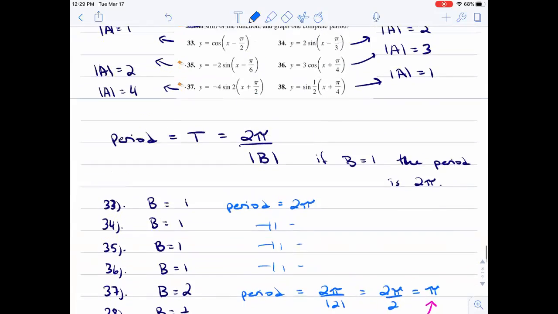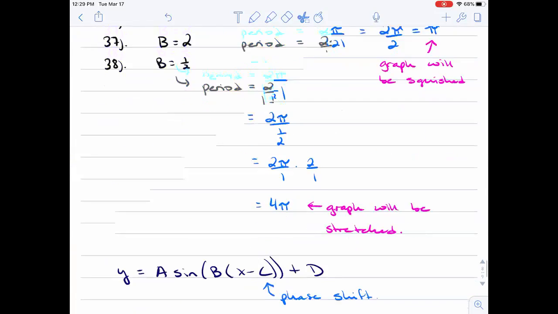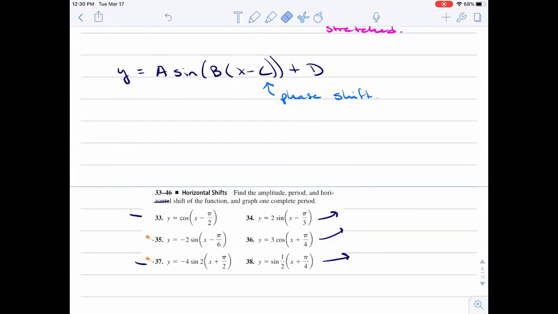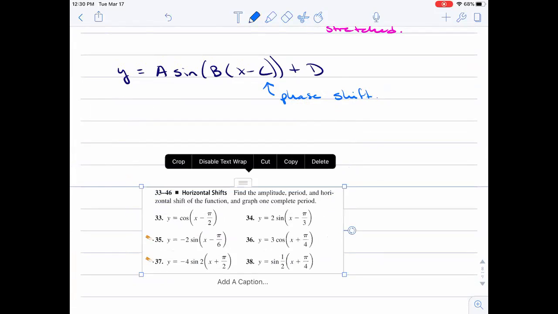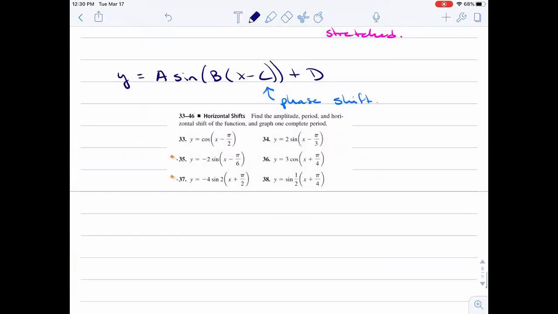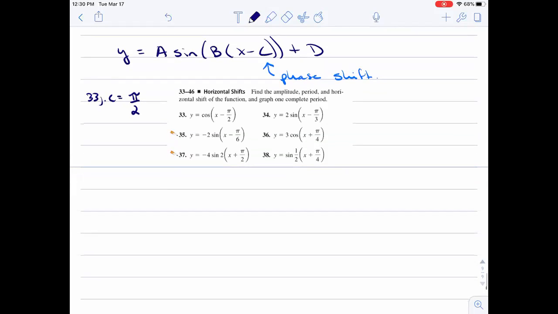And so if we talk about the c in each of these, if I'm trying to match my function and the cosine one looks the same, so it doesn't actually matter. So here, my c for 33, c is 1 or pi over 2, because it's x minus c, x minus pi over 2, so c must be pi over 2. For 35, c must be pi over 6.